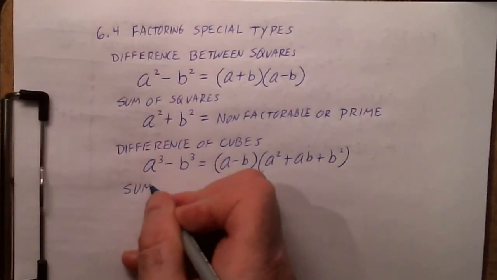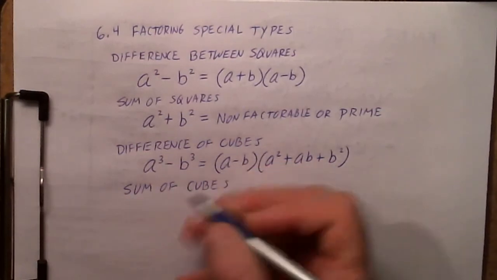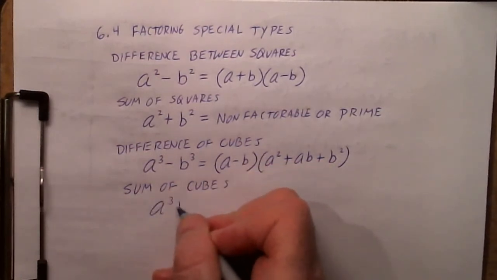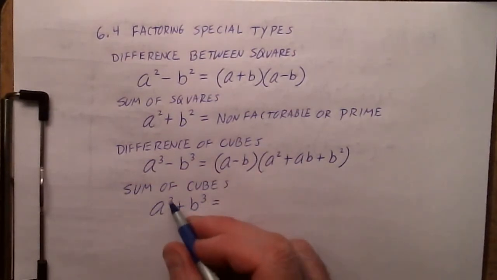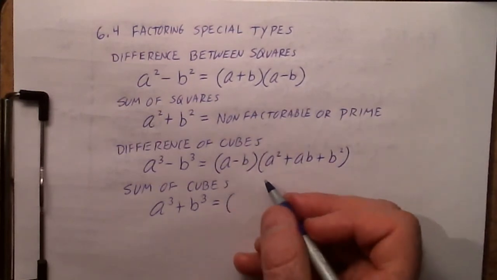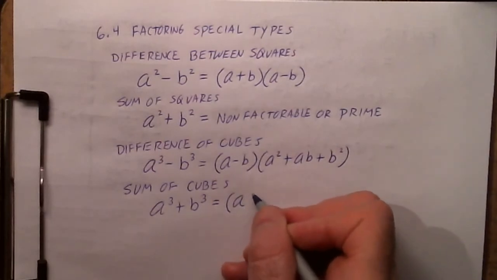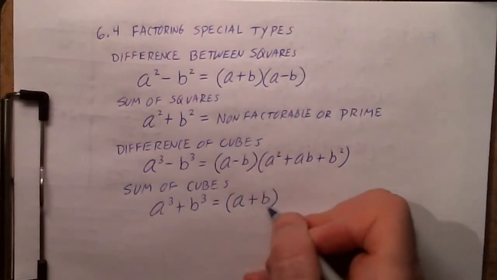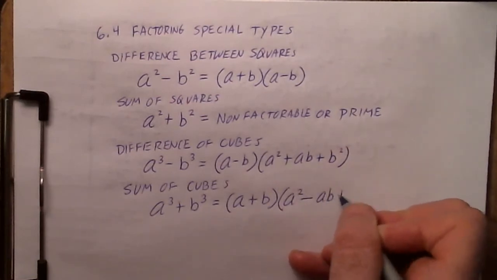The sum of cubes. In general, this is what the sum of two cubes looks like. The sum of cubes factors in a very similar way to the difference of cubes. The only difference is the signs are moved around a little bit. This would factor as a plus b times a squared minus ab plus b squared.